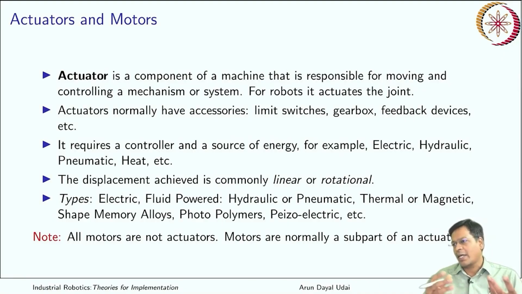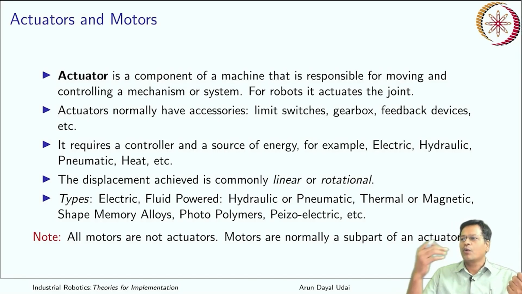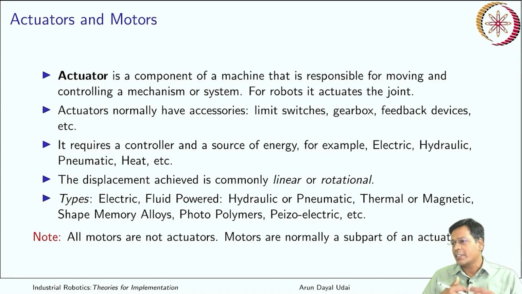Normally a motor can run just by providing electricity, whereas an actuator needs a controller because it has to travel through a path maybe. It has to follow a trajectory while moving through its joint, right? And a source of energy, for example, electric actuator, hydraulic actuator, pneumatic actuator, or maybe heat is required, so some kind of energy is required. The displacement is commonly linear or rotational.